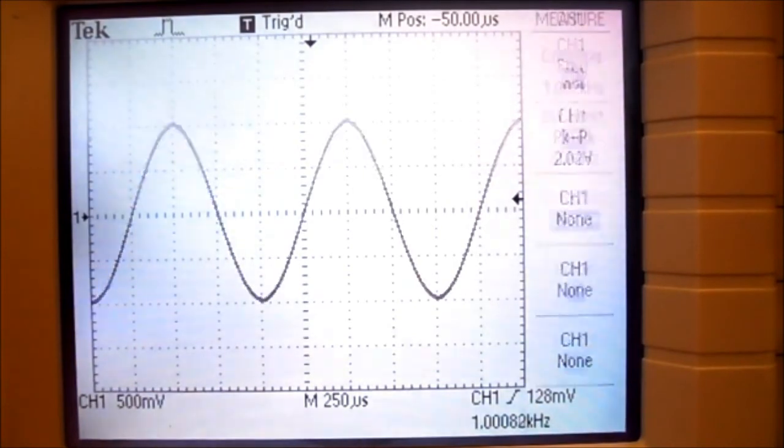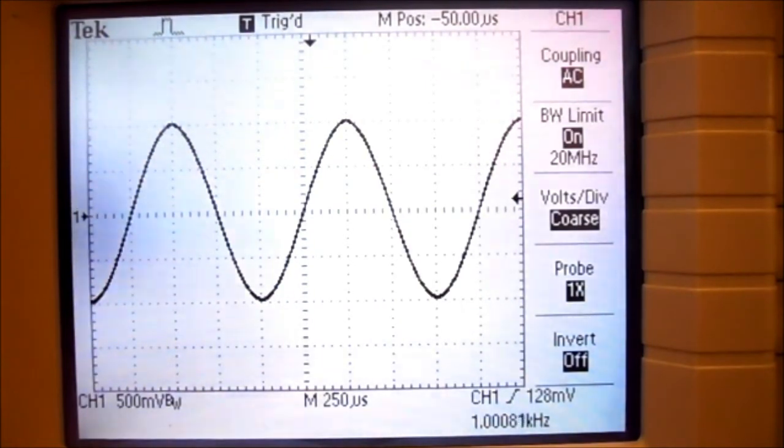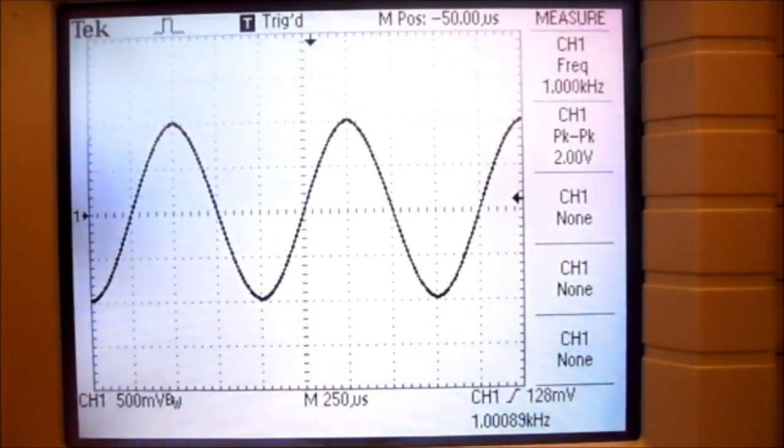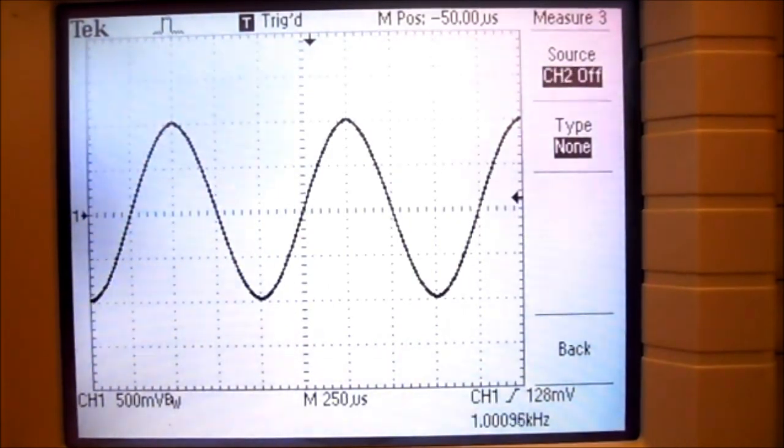Remember, channel 1 needs to be set up for AC coupling. We should put the bandwidth limit on. Volts per division should be coarse, and I'm using a ×1 probe. Make sure that invert is off. When you press the measure button, make sure you set up channel 1 for frequency and channel 1 for peak to peak voltage. And then for your third item, make sure you set it to channel 2, and you want it to be peak to peak voltage as well.